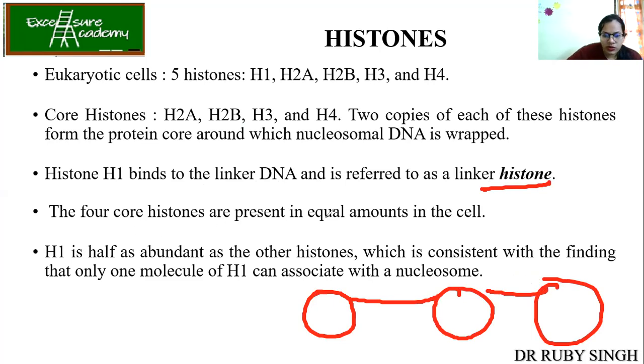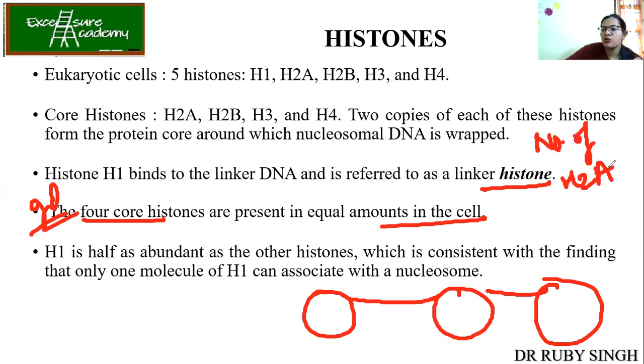Now, the 4 core histones are present in equal amounts in the cell. This point is also important to remember. Why is it important? Because they can ask you a numerical, as I mentioned in the last lecture too. So histone proteins are equal in number. If the number of H2A histone proteins is given, then you can also calculate for H3 and H4, because the quantity, the number, is going to be the same. So you have to remember this point.